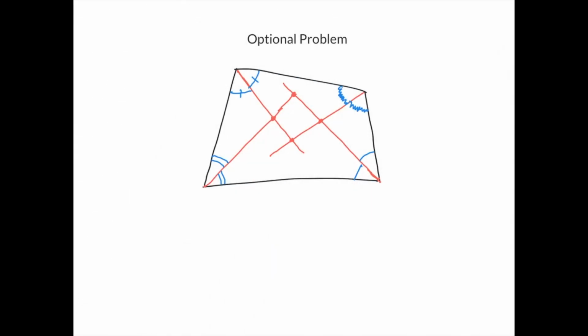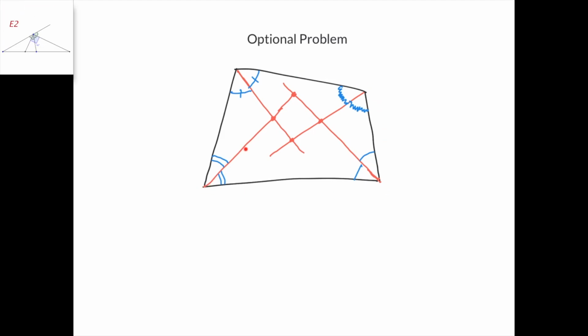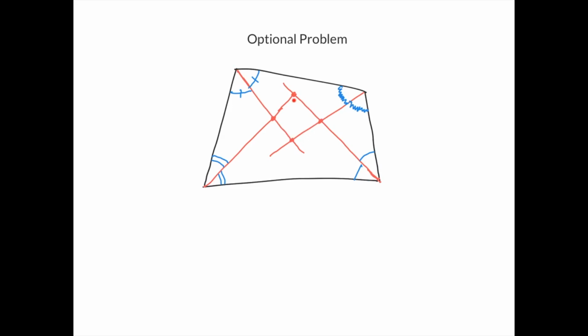It's time for the optional problem. Suppose we have a quadrilateral and we draw the 4 angle bisectors of the 4 angles. So they form a quadrilateral like this. And we need to prove that this quadrilateral is cyclic. We need to prove that there exists a circle passing through all these 4 points.